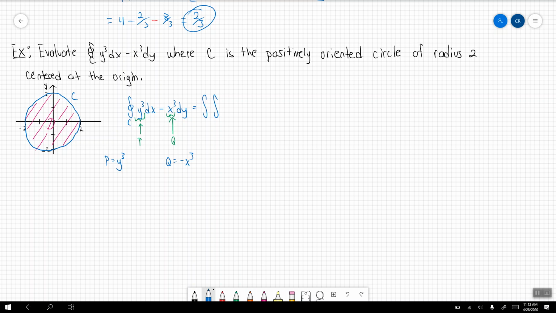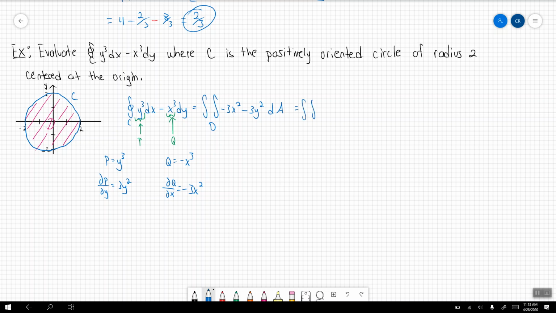Perfect. So now we're going to take the partial derivative of p with respect to y. This should give me 3y squared. Partial derivative of q with respect to x, this should give me negative 3x squared. So my double integral in this particular case is the partial of q with respect to x, which is negative 3x squared, minus the partial of p with respect to y, which is 3y squared, over the domain with respect to dA.